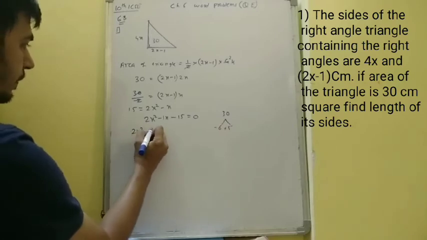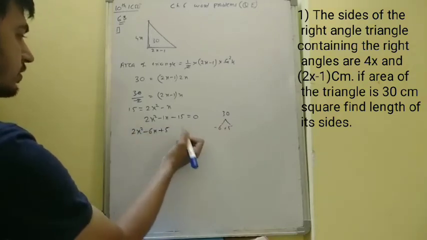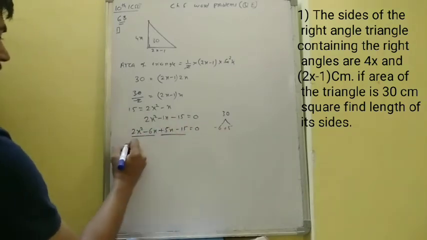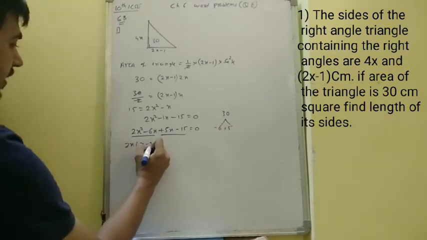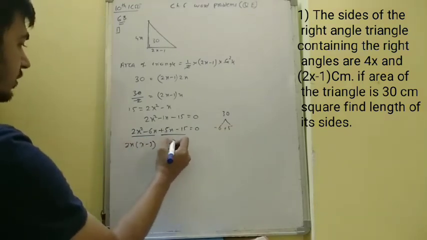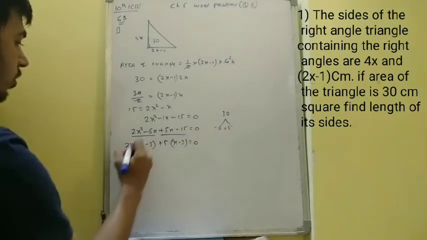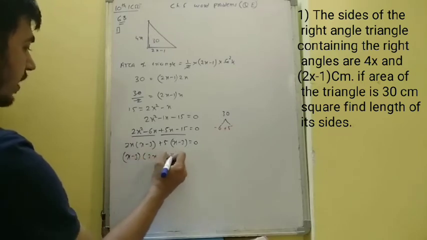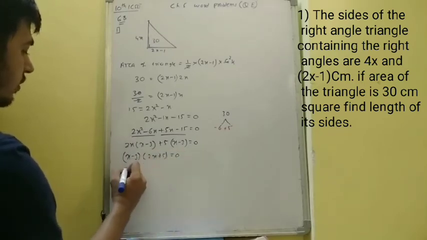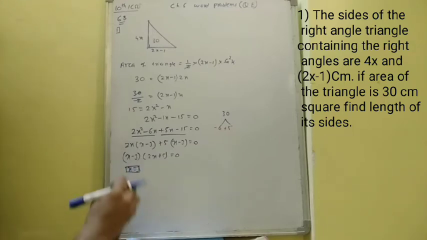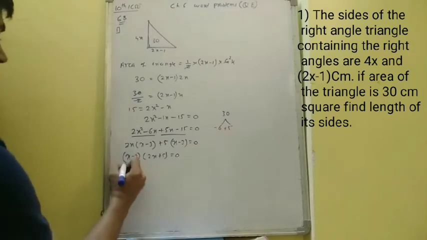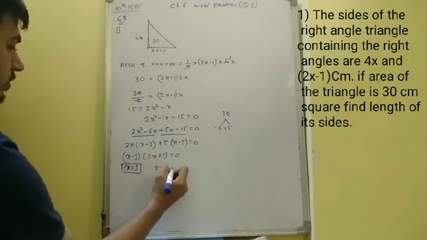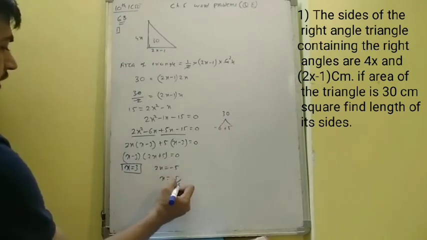2x square minus 6x plus 5x minus 15 is equal to 0. So I can take 2x common, I will have x minus 3. Here also x minus 3, plus 5 common. So x minus 3 into 2x plus 5 is equal to 0. X is equal to 3, and 2x is equal to minus 5, x is equal to minus 5 upon 2.